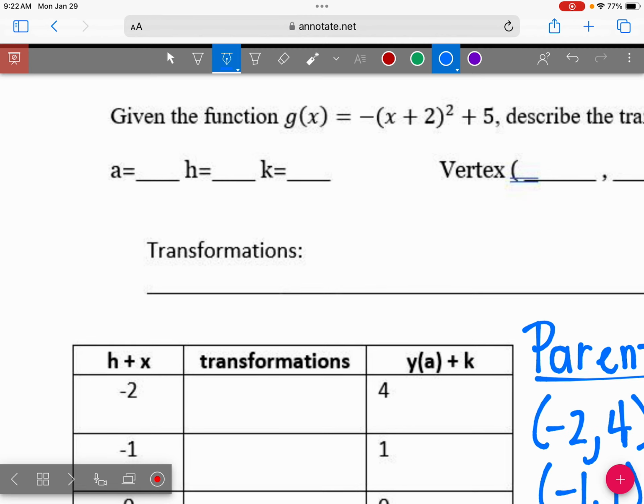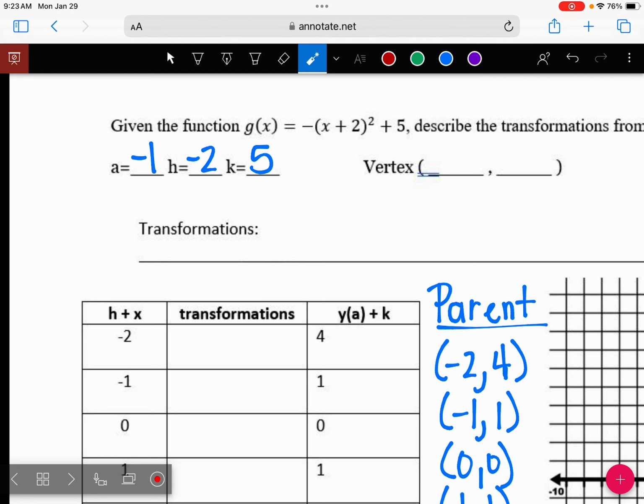Okay. Cortez, what would you say for A, H, and K? Perfect. -1 is in the front. H is always inside, but the opposite, and 5 is to the back. Who agrees with Cortez? All right, what would you say for your vertex? Who wants to tell me that? Where is the vertex going to be? Juan, -2, 5. Good.